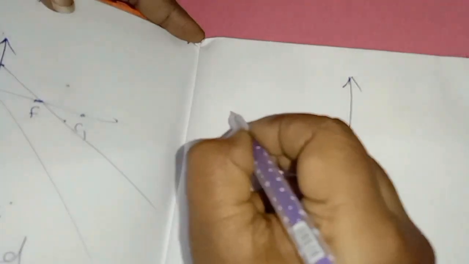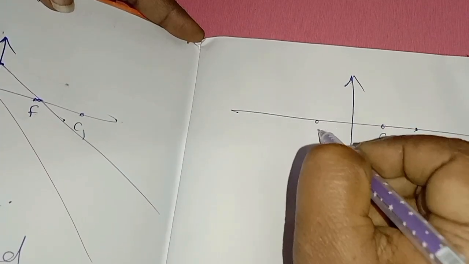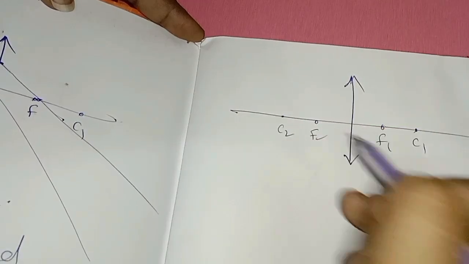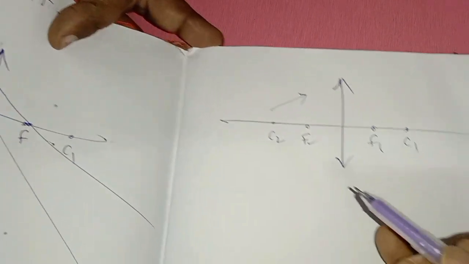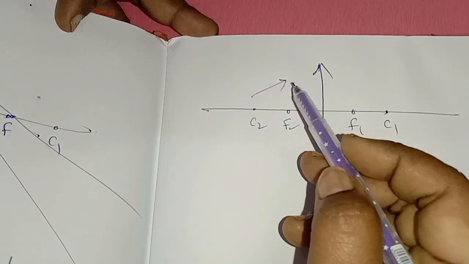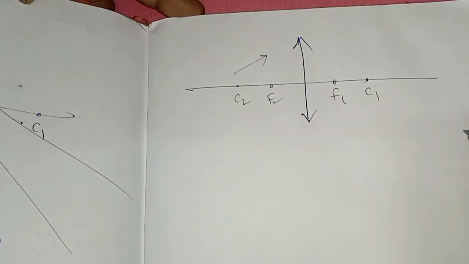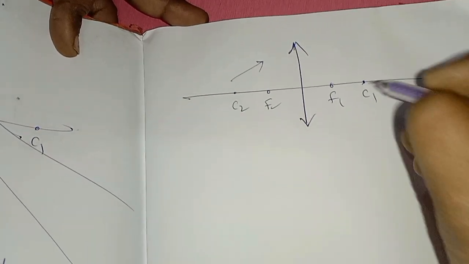Suppose you have a convex lens, right? Again F1, C1, F2, C2. One light ray is coming in this direction. How does it refract? It's completely different. Object is not given, only the light ray is given, right? So in this situation, we have to follow some steps to see how it is refracting.